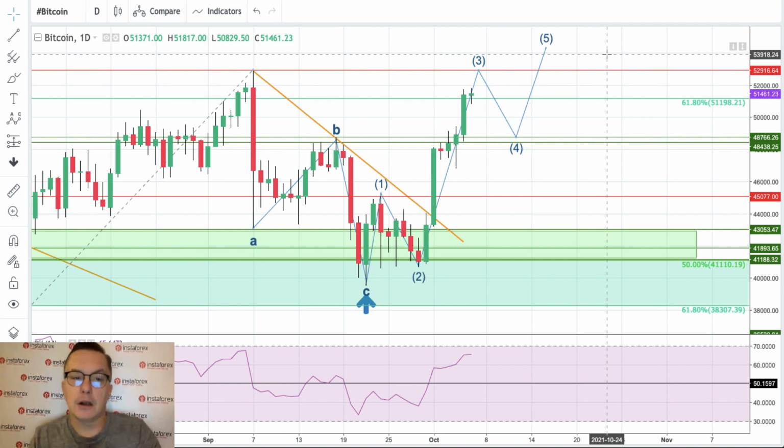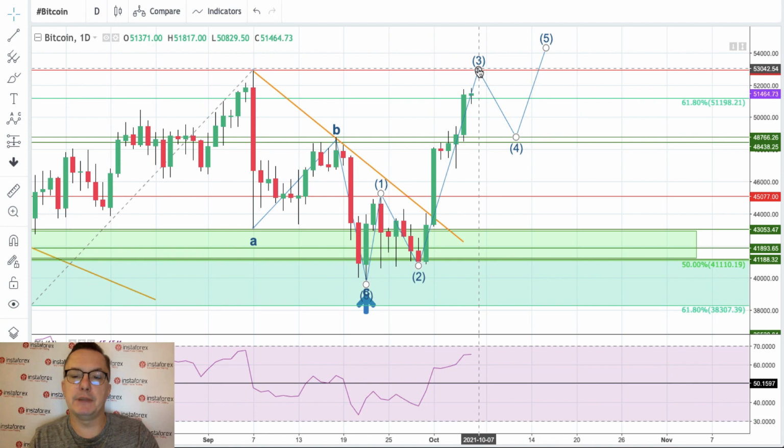So the outlook for Bitcoin is still bullish, and after wave 3 is completed, a pullback or correction in wave 4 is expected, and then continuation in wave 5 above the level of 52,916. That's everything from me for today.